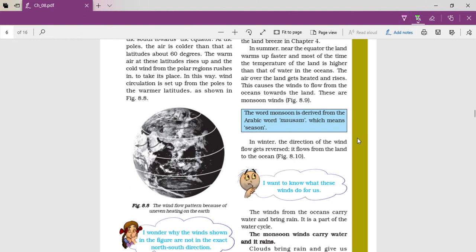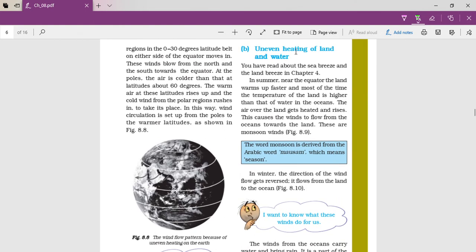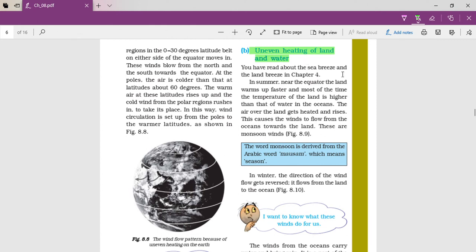Second is uneven heating of land and water. During summer, the land near the equator warms faster than the water in the oceans. The air above the land gets warmer and rises up in the sky, creating a low pressure area. Therefore, the winds flow from the oceans towards the land. These winds carry a lot of moisture with them and bring rain.